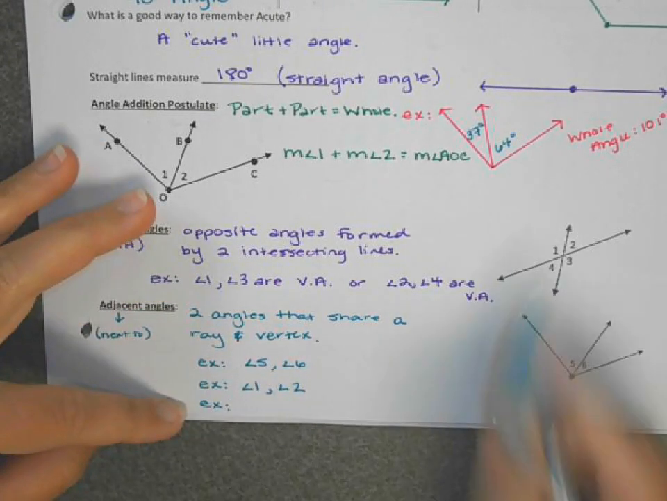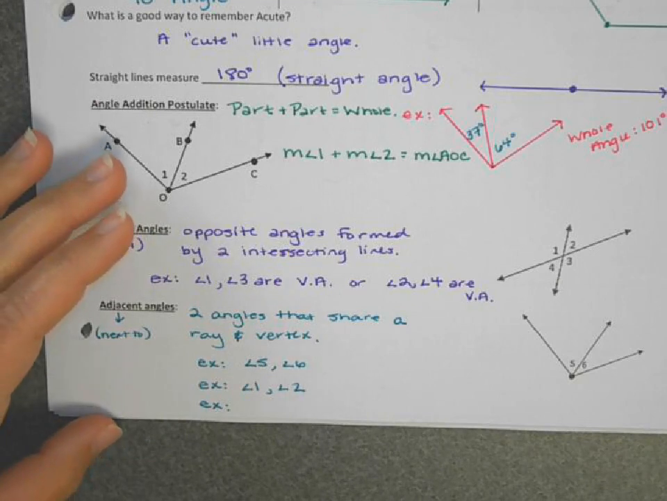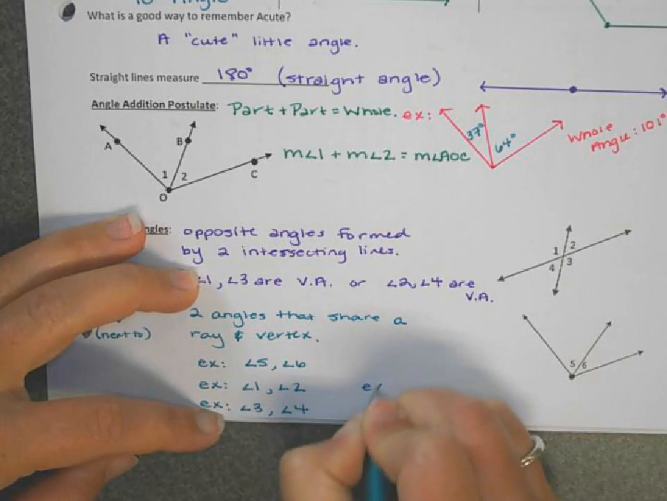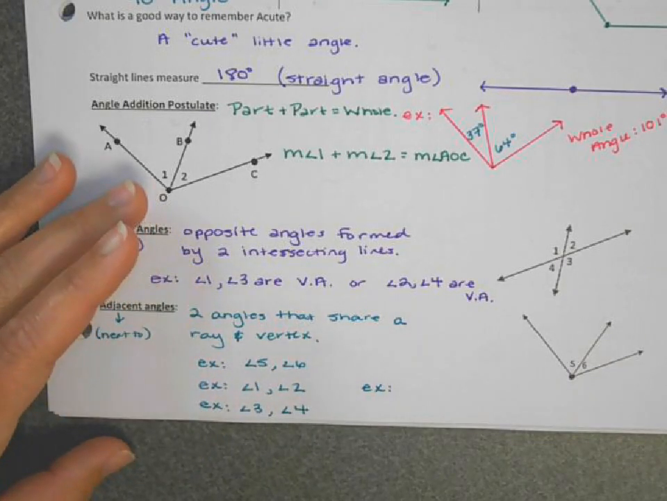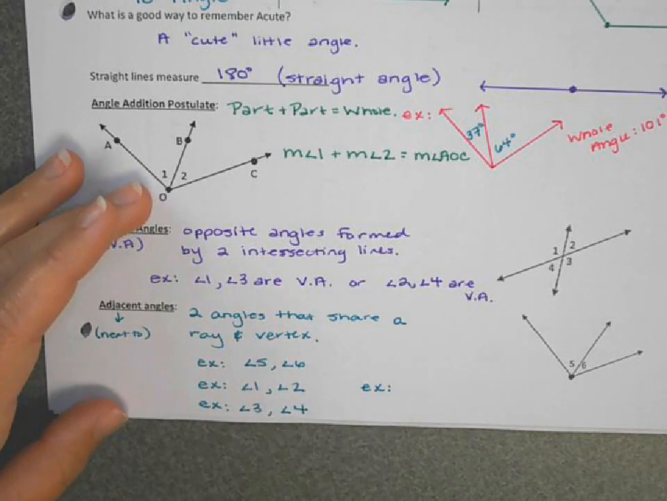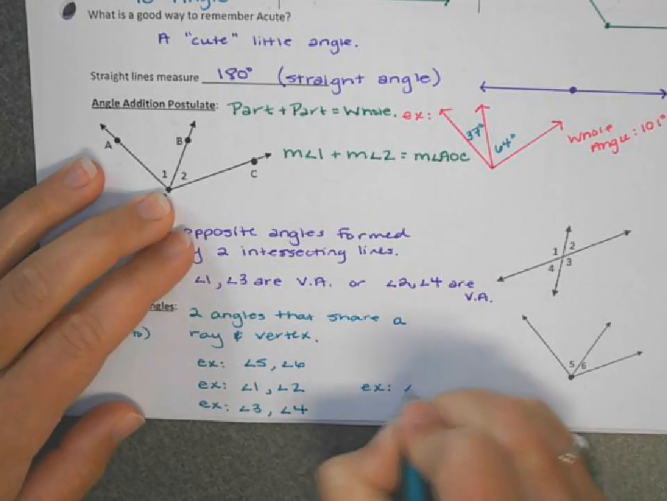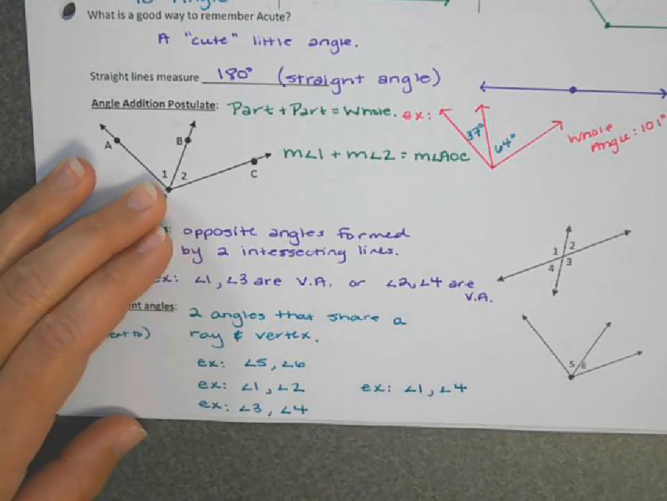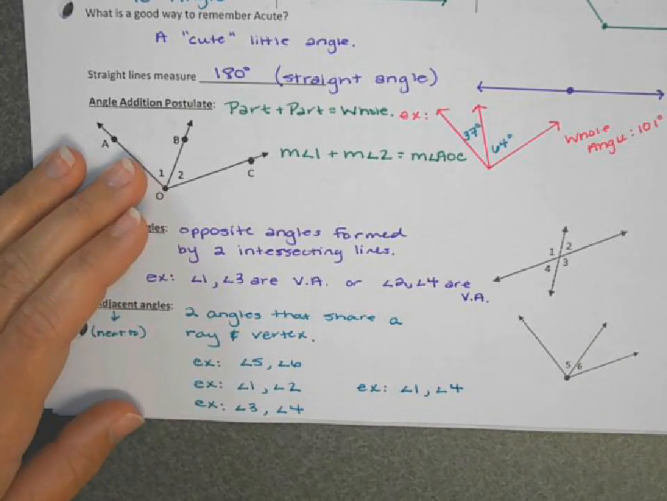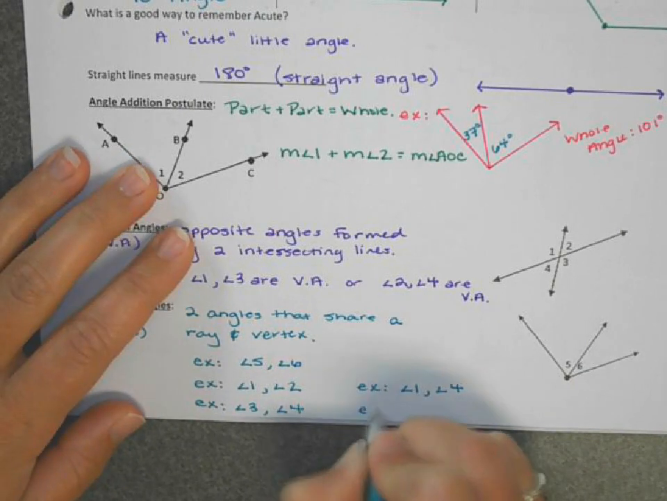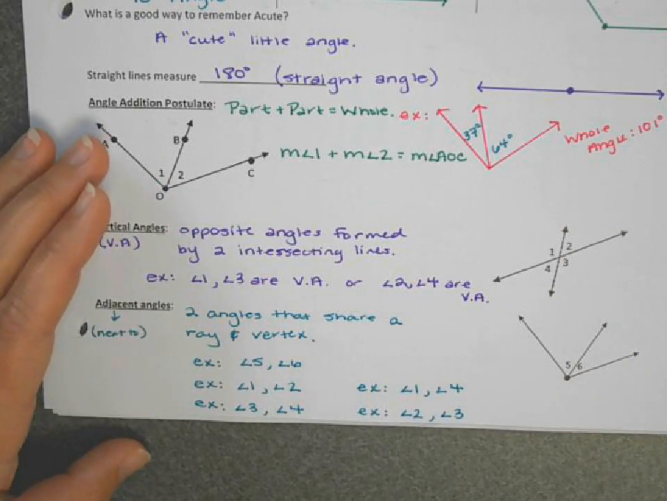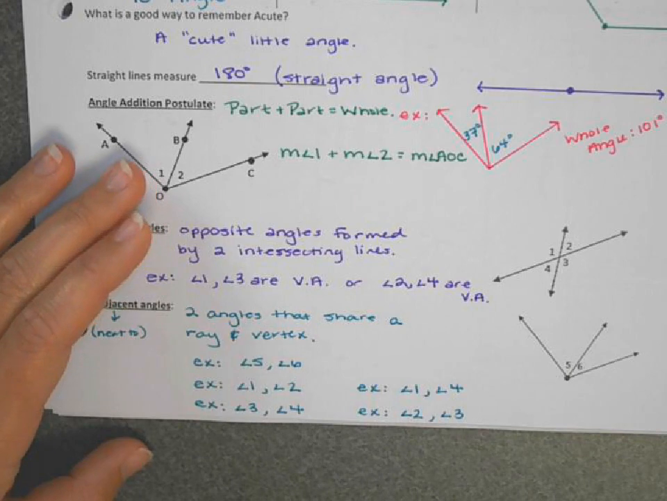What's another example from this diagram up here? Angle 3 and angle 4. What's another example from up there? We wrote 1 and 2 already. What is it? 1 and 4 would work. Yep, 1 and 4. And the only one that we did not name yet, 2 and 3. How are we doing so far? Am I throwing a lot of information at you?